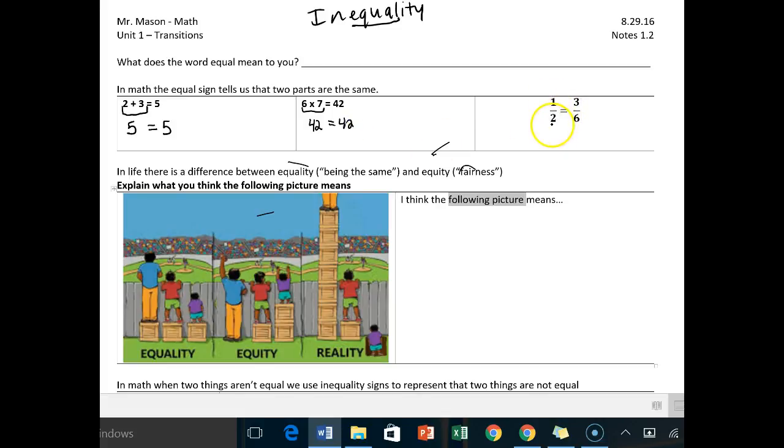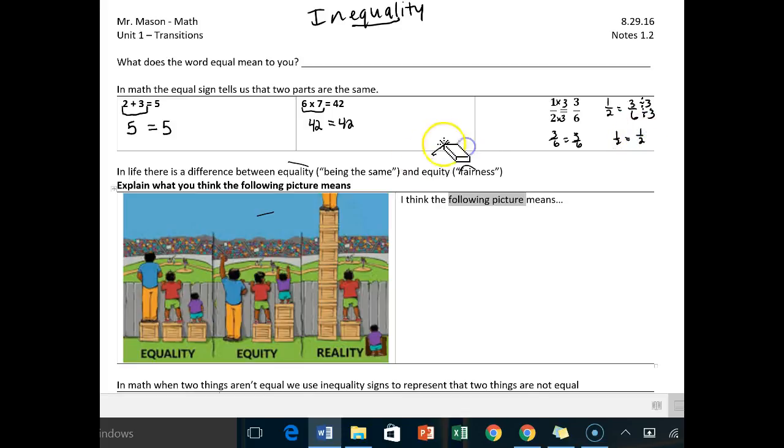And right here, 1/2 is equal to 3/6. Well, why is that the case? Well, because both of them are a half. How do I know that? Because if I multiply this guy by 3, if I multiply this guy by 3, I get 3/6 equals 3/6. Another way to put it, if I did 1/2 equals 3/6, I could divide this guy by 3, divide this guy by 3, and I'd get 1/2 equals 1/2.